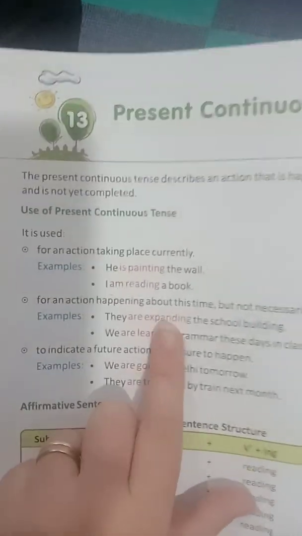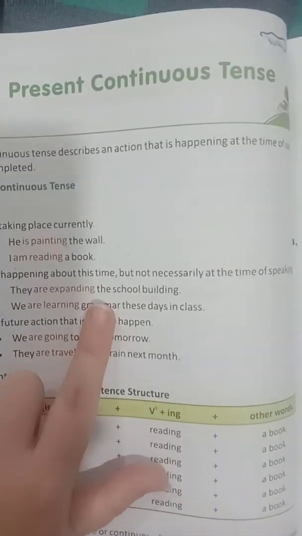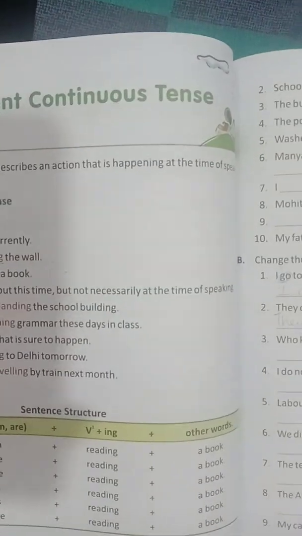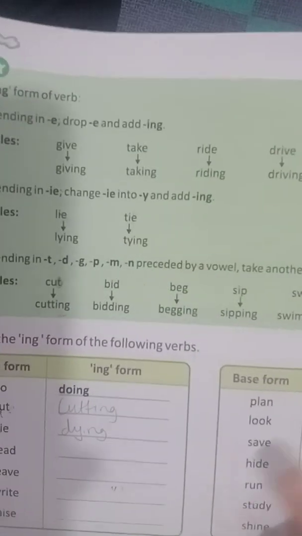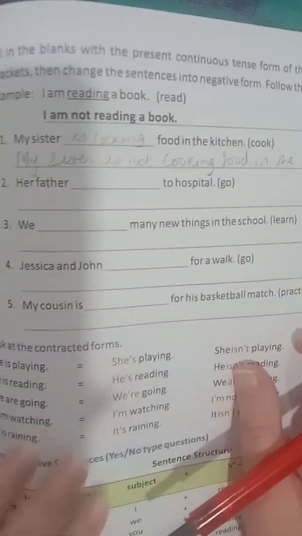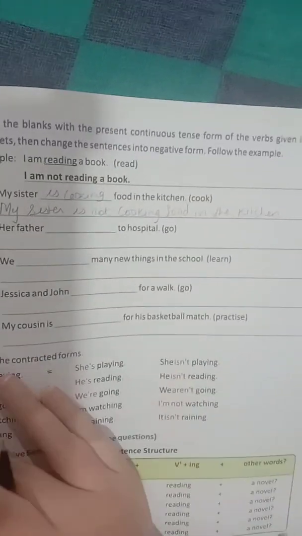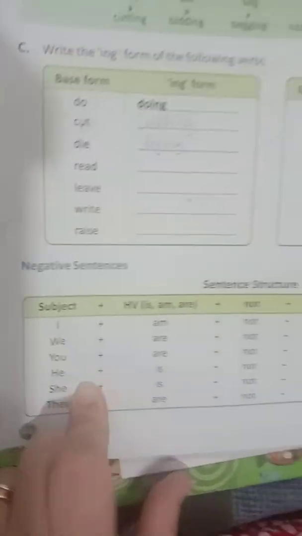Previously I started with this chapter, present continuous tense, in my last session, and I helped you all complete exercises A, B, and C. Today we will be continuing with exercise D. In this we will be doing negative sentence structure.